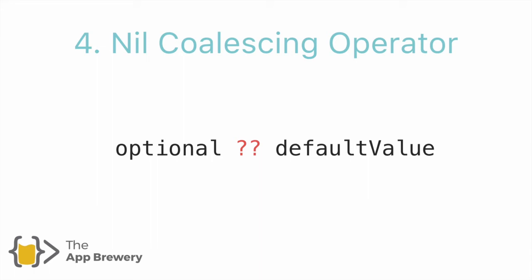And why is it the Nil Coalescing Operator? Well, because what it does is it checks to see if the optional is nil. If it's not nil, then we're going to use that value. But if it is nil, then we're going to use the provided default value.